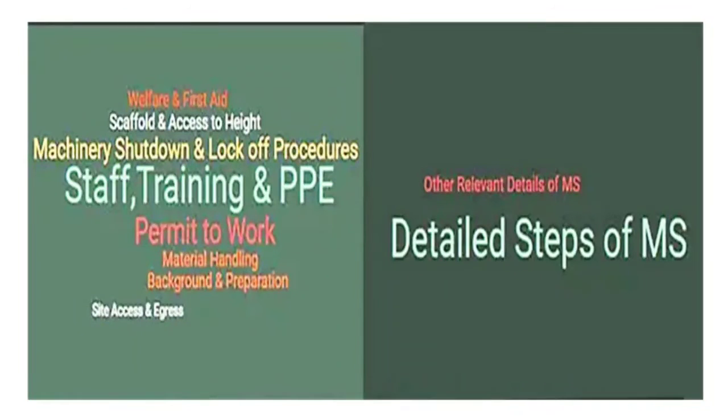Then staff trainings, PPE list, machineries, shutdown procedure, lock off procedures, all those things you will obviously be doing in the process activity, but they are not mandatory to be mentioned in this method statement. But it is always recommended or suggested to mention it to give a clear picture or a final picture to the client.